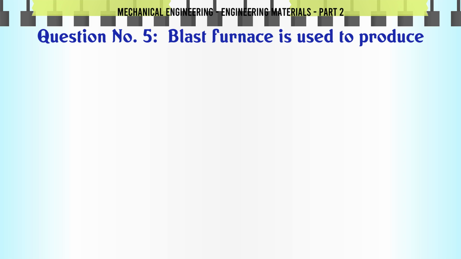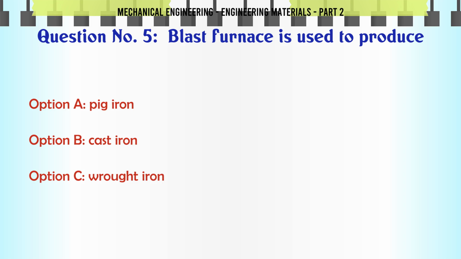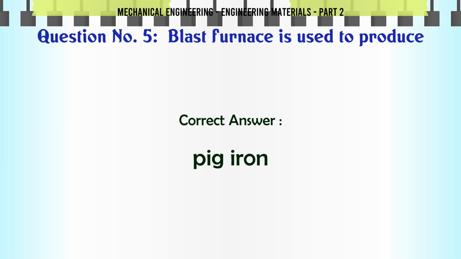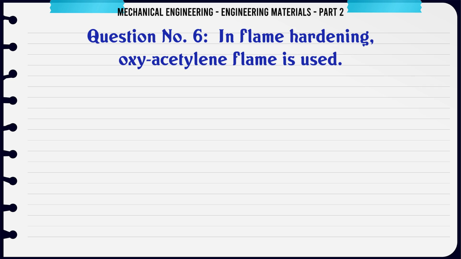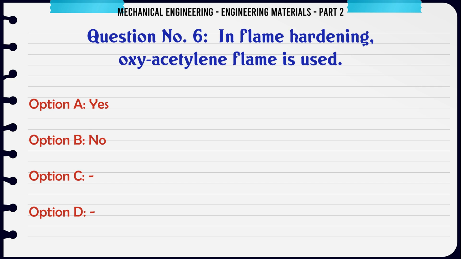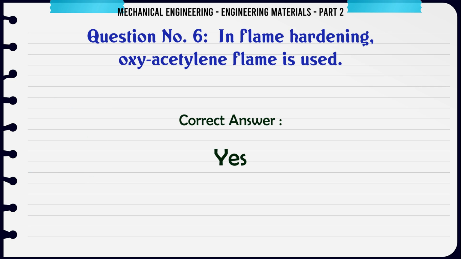Blast furnace is used to produce A. pig iron, B. cast iron, C. wrought iron, D. steel. The correct answer is pig iron. In flame hardening, oxy-acetylene flame is used. A. Yes, B. No, C. D. The correct answer is yes.